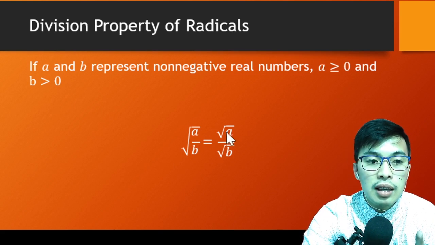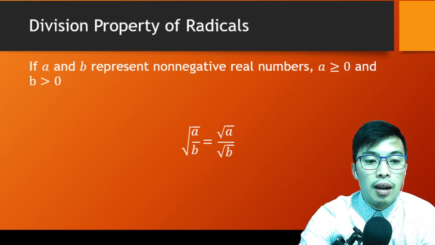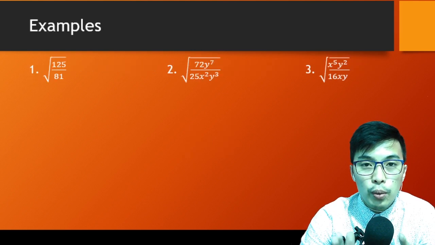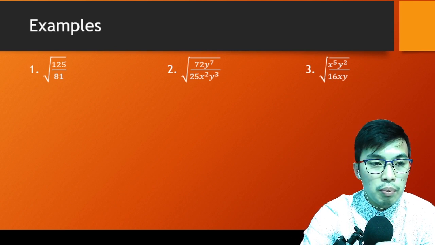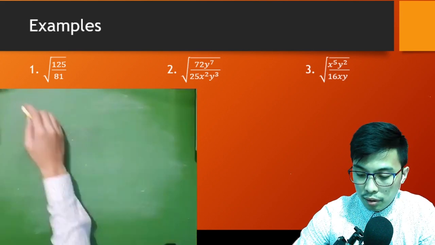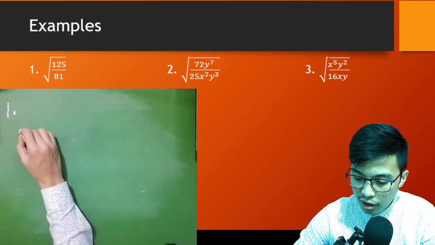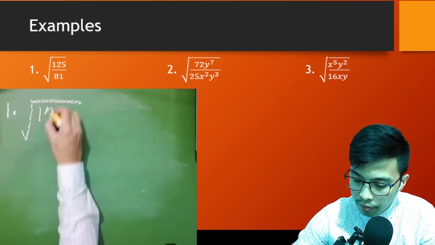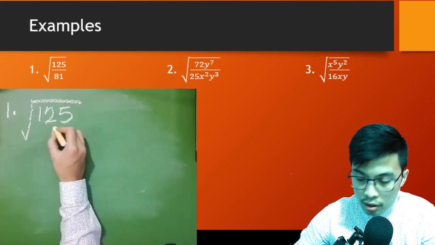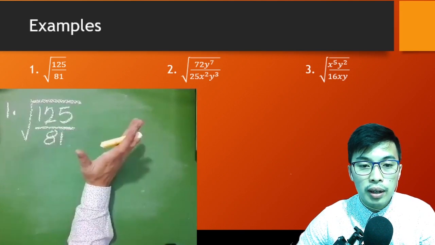So, the same property, okay, we will use this property in simplifying the following radical expressions. Okay, so we move on to number 1. I'll just rewrite this on our green board. Okay, so again, this is 125 over 81. Okay, I forgot to mention a while ago.